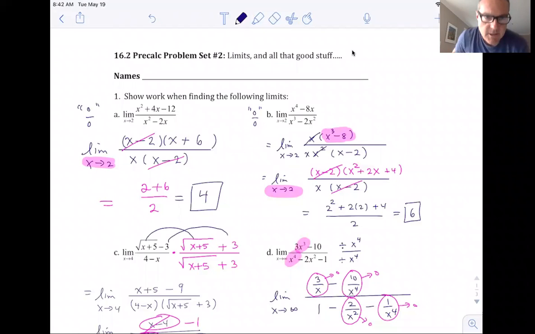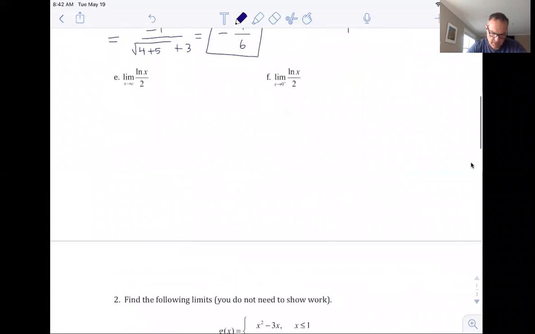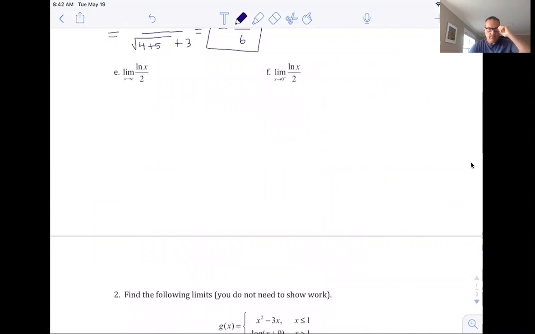Okay, gang, we're going to continue working through this problem set on limits. We've done the first few problems here, and I think we're down to letter E. It looks intimidating. It says the limit as x approaches e of the natural log of x over 2. Hey, when in doubt, we just plug it in, right? We just go ahead and try to evaluate the limit.